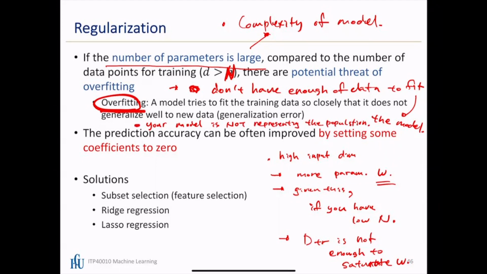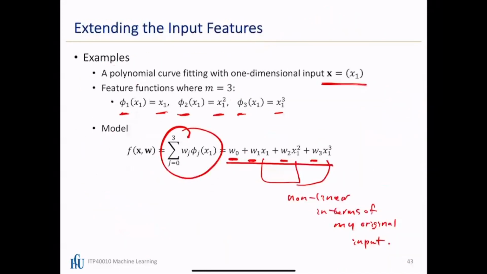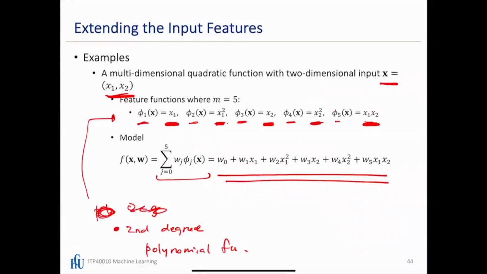And this will be even more serious if you use basis functions or feature functions. If you look at the previous case, where the original input is one dimension, and you increase the number of parameters from 1 to 3, and you do not have enough data, your chance of overfitting is increasing.